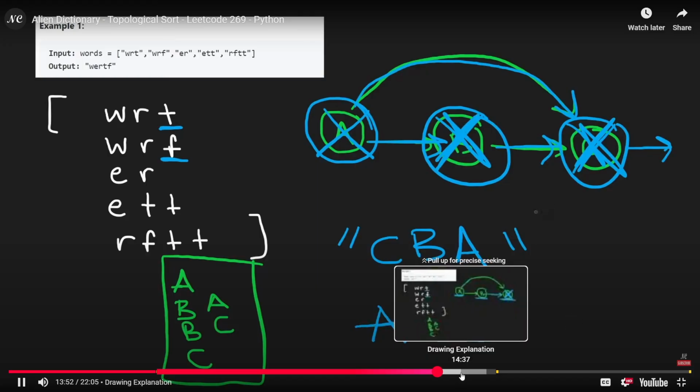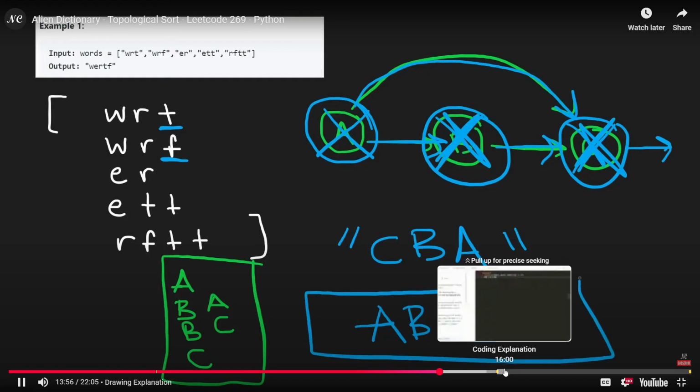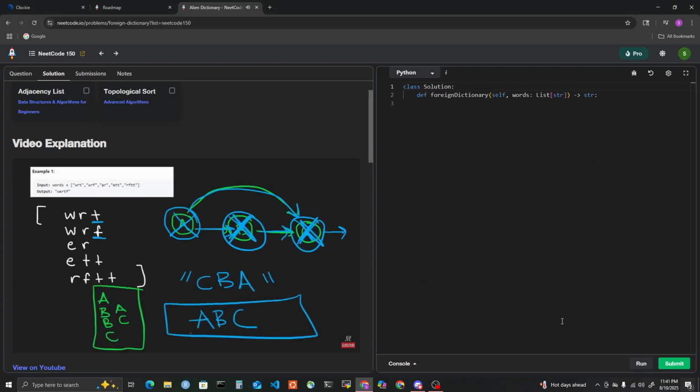So that's the main idea of what I'm going to be doing when we're actually writing the code. That's kind of how topological sort is done. That's how I was taught to do it in school. So it's just a DFS, except we're building the result in reverse order.